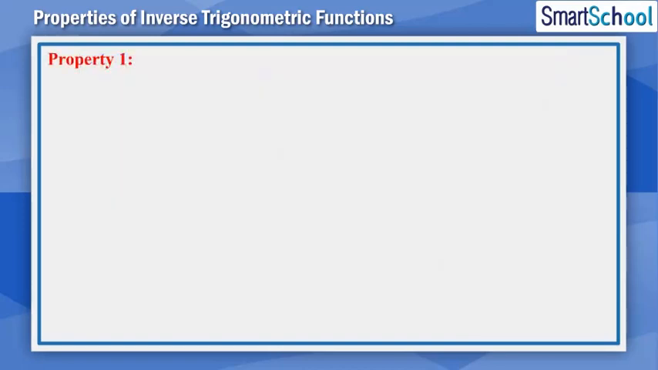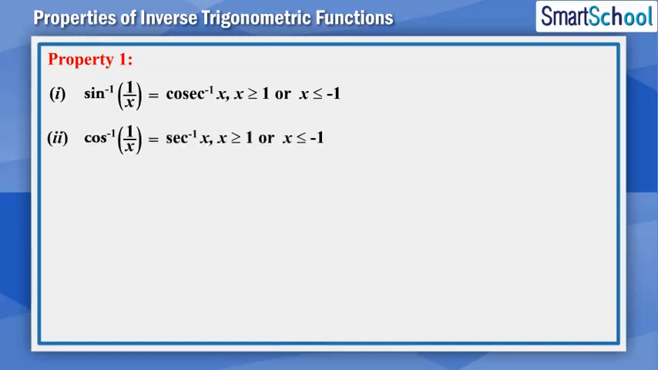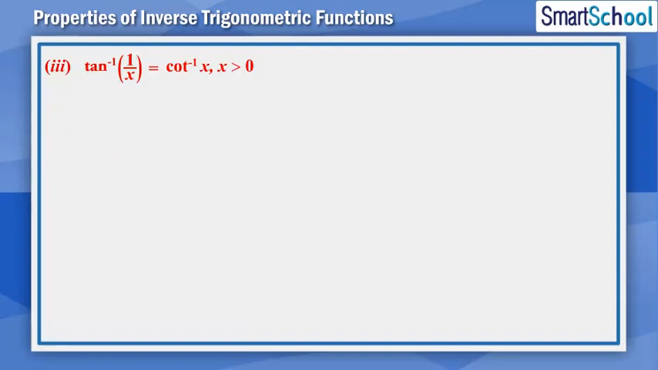The first property states that sine inverse of 1/x is equal to cosecant inverse x. Also, cos inverse of 1/x is equal to secant inverse x. Similarly, tan inverse of 1/x is equal to cot inverse x. Now, let us prove that tan inverse of 1/x is equal to cot inverse of x.